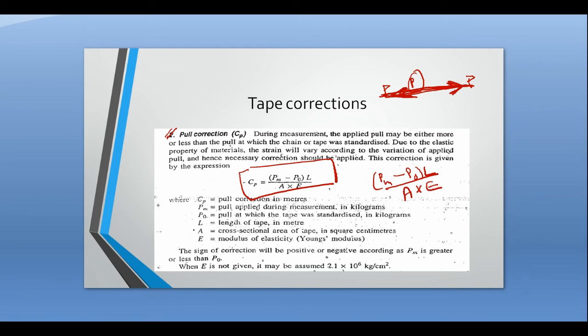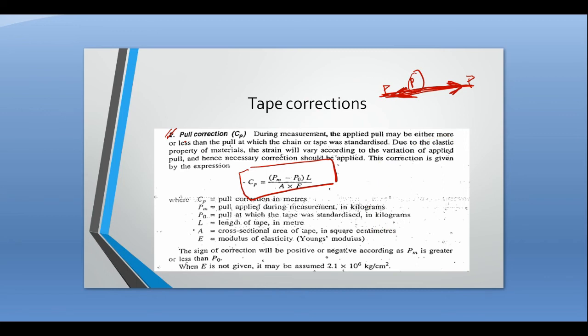So while we are discussing the pull correction, this formula is used: correction due to pull is equal to (Pm minus P0) into L divided by A E. Pm is the pull applied during the measurement, P0 is the standard pull, L is the length of the tape, A is the cross sectional area of the tape, and E is the modulus of elasticity. Again it depends upon the tape material, what type of material is used for the tape. So this type of correction is applied for a tape. Okay, so this is the correction due to pull.